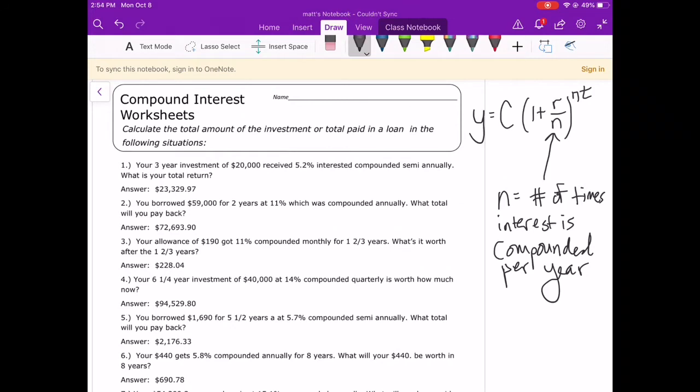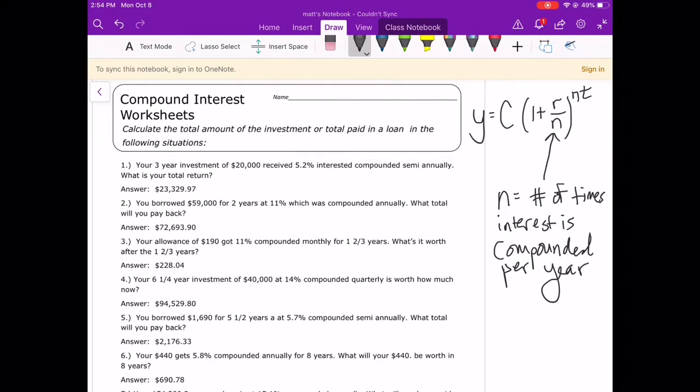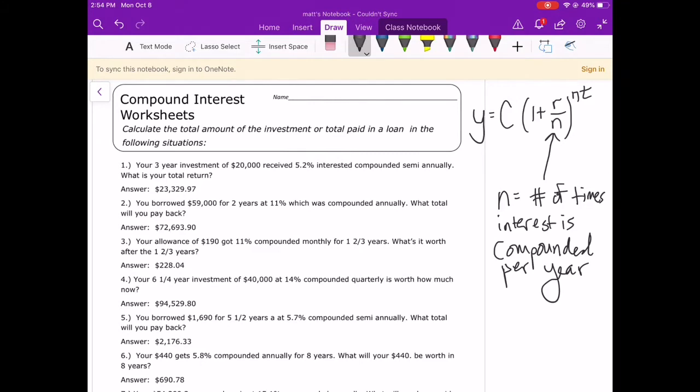So when it says compounded semi-annually, which would be twice a year, or monthly, which would be 12 times a year, or quarterly, which would be 4 times a year, something like that, that indicates that you're gonna compound the interest more than once a year. So that being said, this formula helps us account for that. So if you'll pause your screen real quick and write down your formula, make sure that you can use that. Again, that n represents the number of times the interest is compounded per year.